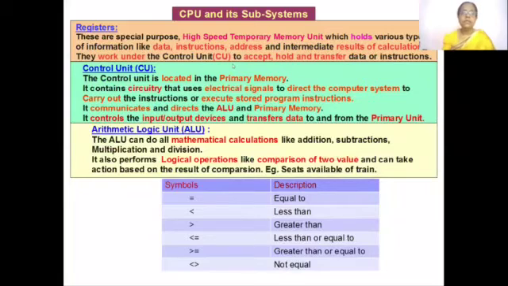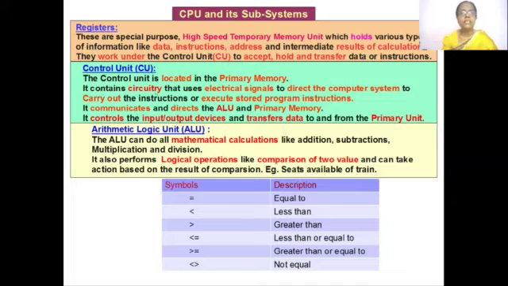The registers are a special type of high-speed temporary memory which holds various types of information. As I told you, it holds things like data, instructions, addresses, and intermediate results of calculation. So when you do any calculation, like 6 plus 7, it gets into this. It takes the calculation, and then it gives the result of the calculation. They work under the control unit. The control unit helps it to accept and hold the transfers of the data that is instructed. The control unit is located in the primary unit.